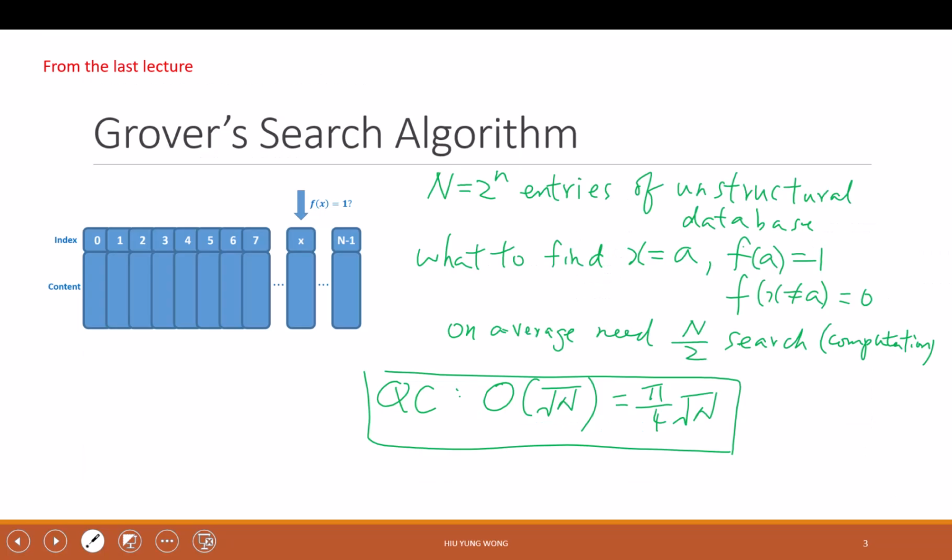We have been talking about the Grover search algorithm, right? And again, whenever you see a quantum algorithm, the first thing is to ask yourself, what is that for? What problem is it trying to solve? And what is the scale of the problem? Basically, it tries to search an unstructured database.